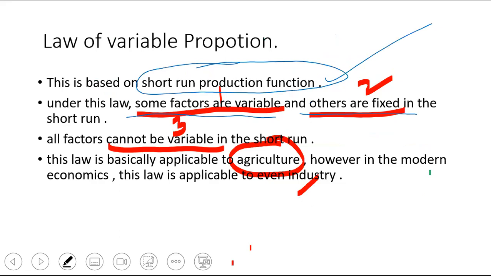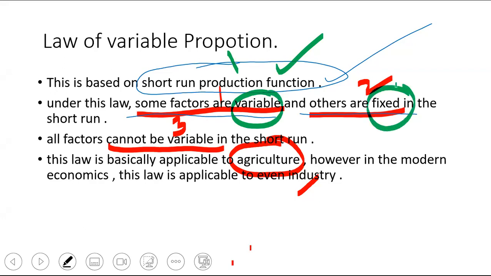First, this law is based on short-run production function. What do you mean by short-run production function, children? Some factors are variable, other factors are fixed. This is point number one. Under this law, some factors are fixed, some factors are variable.